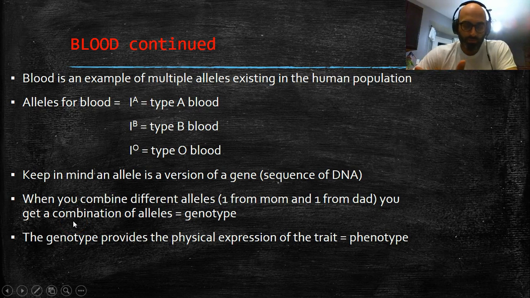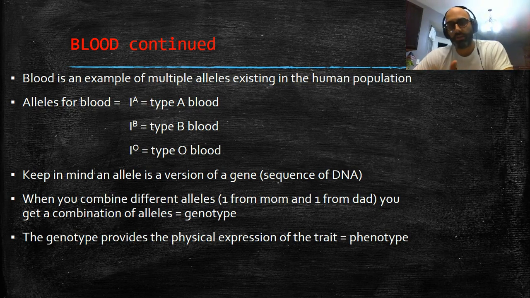So, referencing back that again, blood is an example of multiple alleles, and in the human population we have 3 alleles for blood type. And they're referenced as, right here, this is their abbreviations for the alleles. So the allele for blood type A is I superscript A. You have blood type B, which is I superscript B, and blood type O, which is I superscript O.